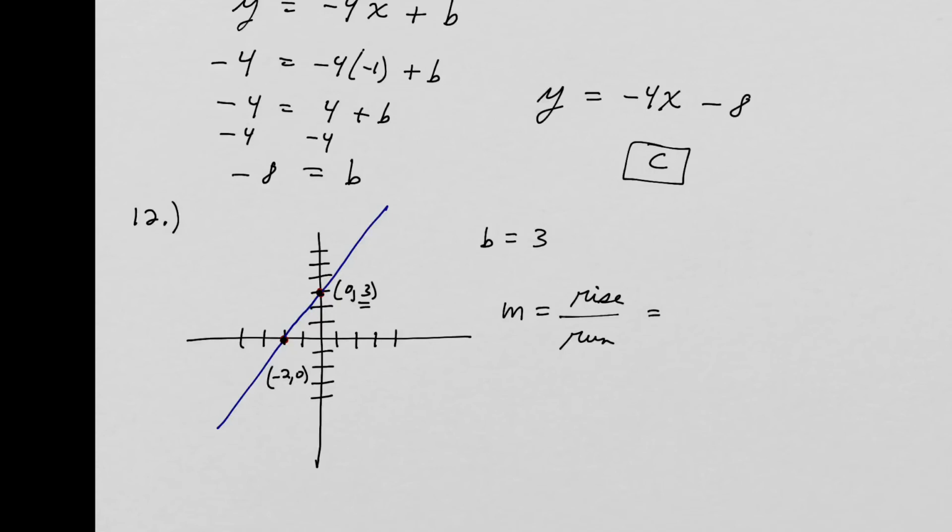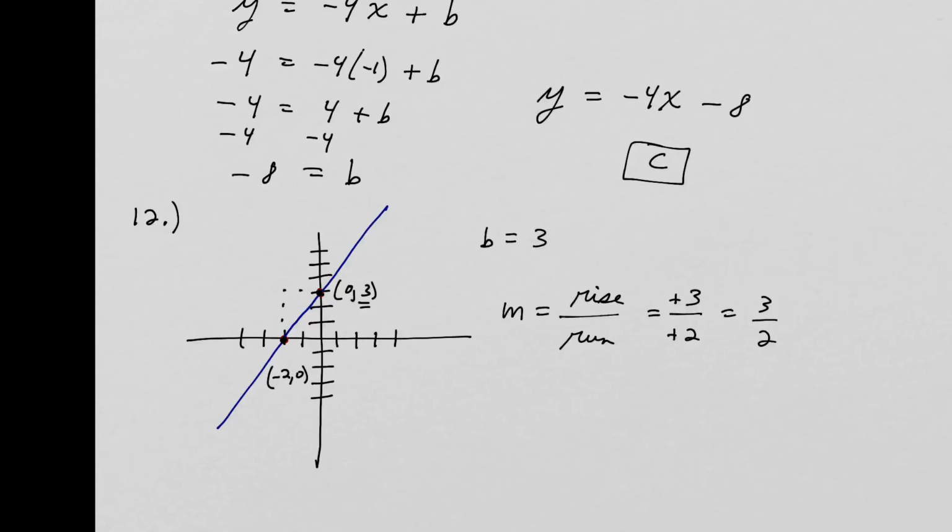So if I start at -2, 0, what do I need to do? I need to go up 3, so my rise is +3. And I need to go over 1, 2 to get back on the line, so my run would be +2. So my slope must be 3/2.